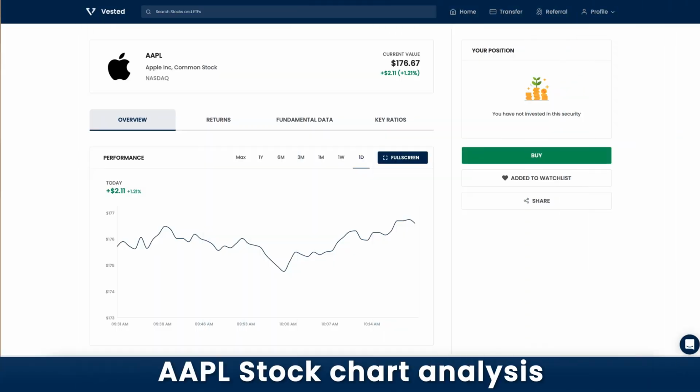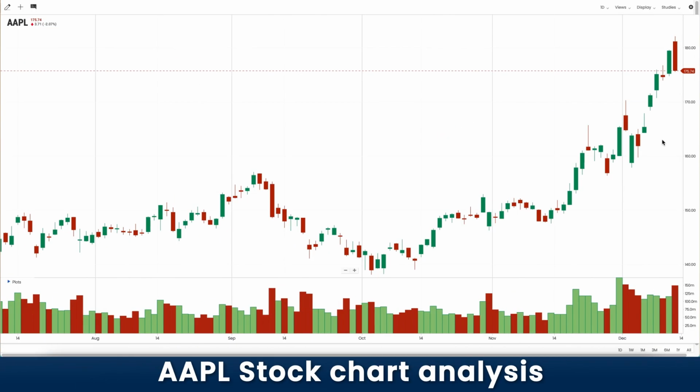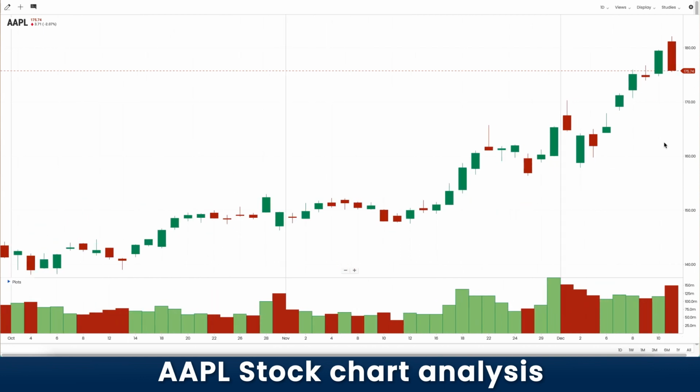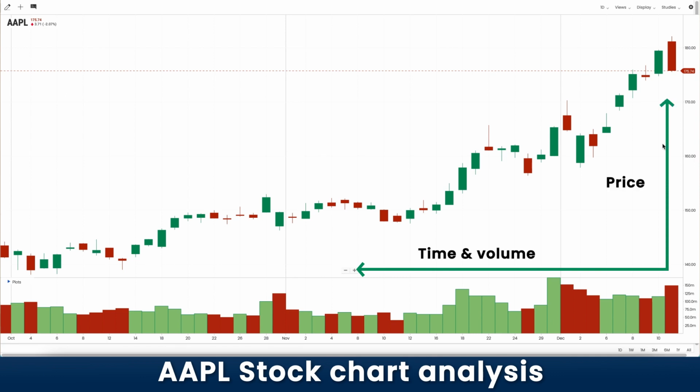Thank you, Viral. Can you please explain the above with an example? Sure, let me just share my screen. Now, this chart is a candlestick chart which is widely used to do technical analysis. On the x-axis, we have the time and volume, while on the y-axis, we have the price.